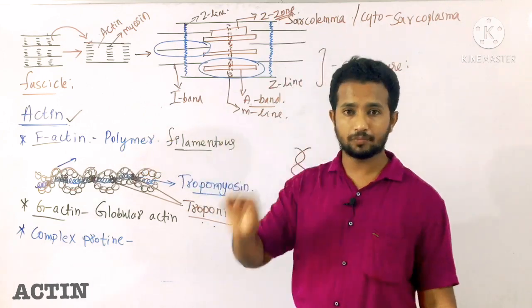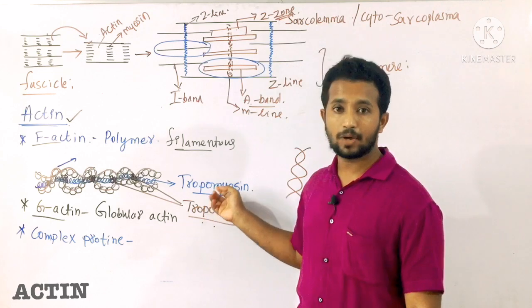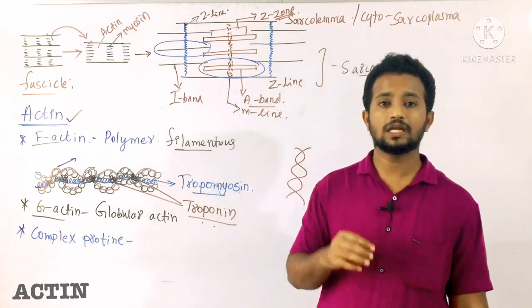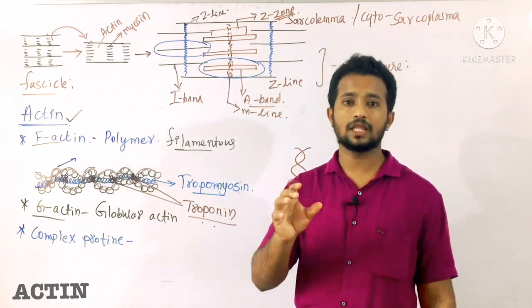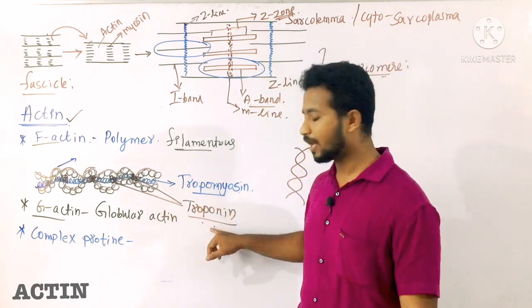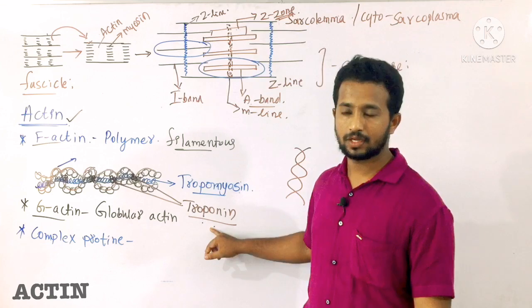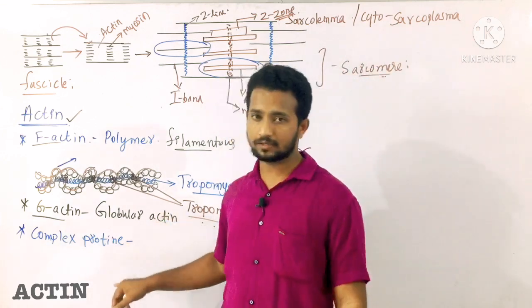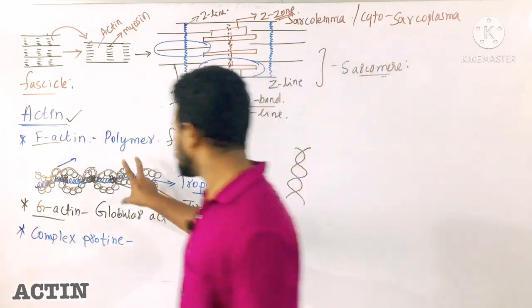actin. They have a special protein called tropomyosin. This tropomyosin contains a complex protein here and there, distributed at regular intervals, called troponin. Clear? And troponin is a complex protein, and this is the structure.